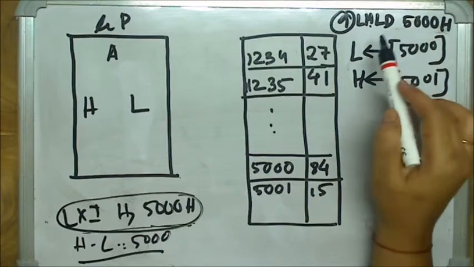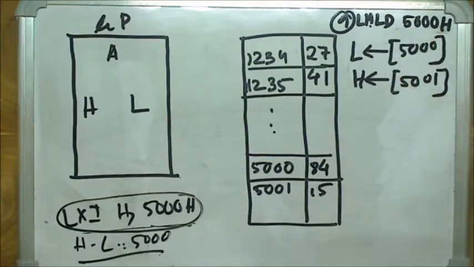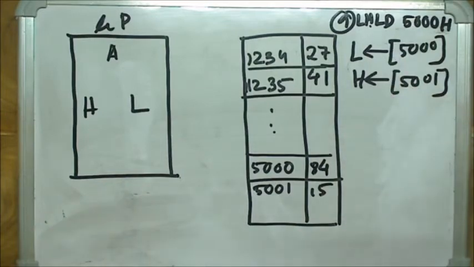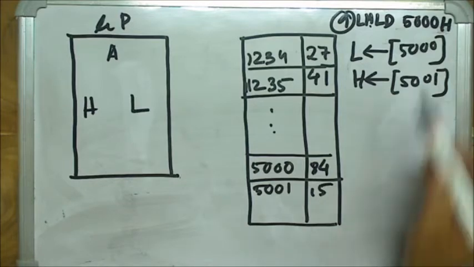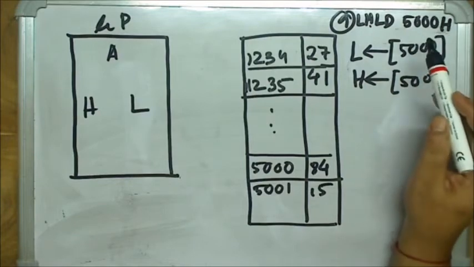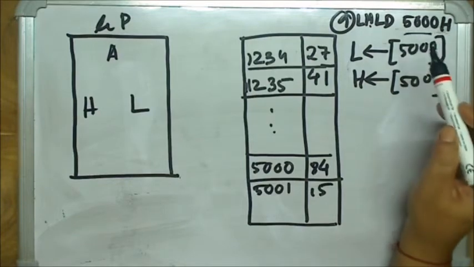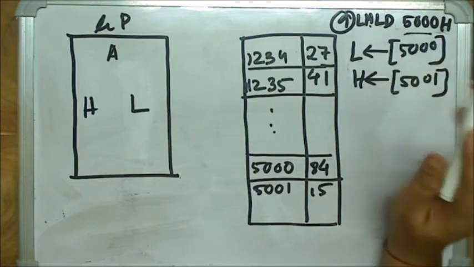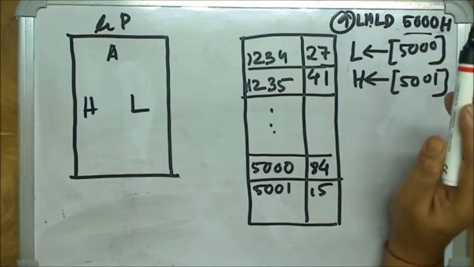But this instruction is different from LHLD. How? First of all, LHLD 5000H. Now, is 5000H an address or data? Tell me first. Of course, this is an address because there is no I in the instruction. Fine, so this is sorted.